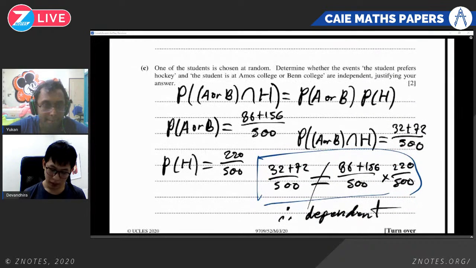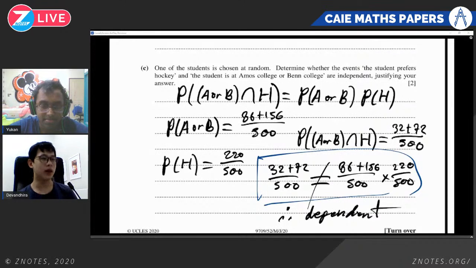So that's why I wrote this part here: this number is not the same as when you multiply these two numbers. Therefore, they're dependent.